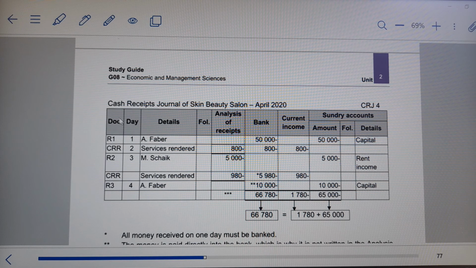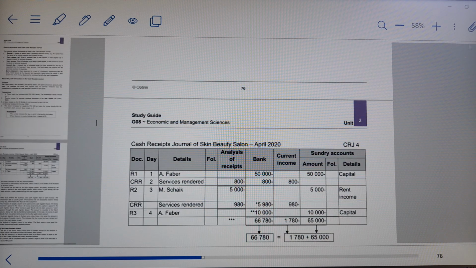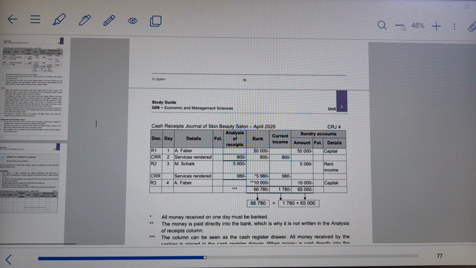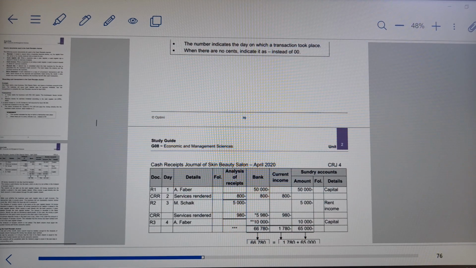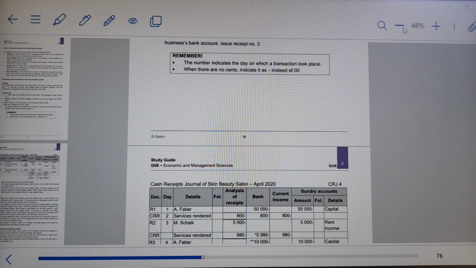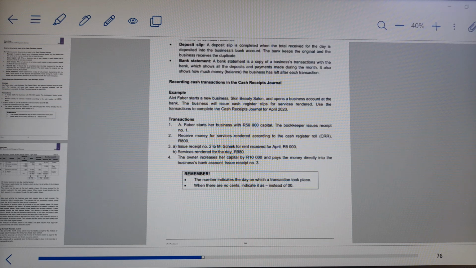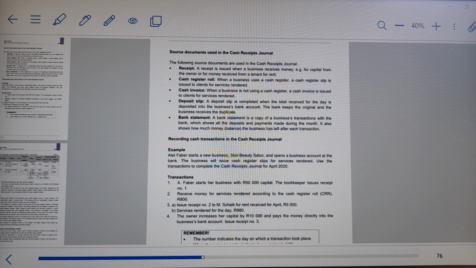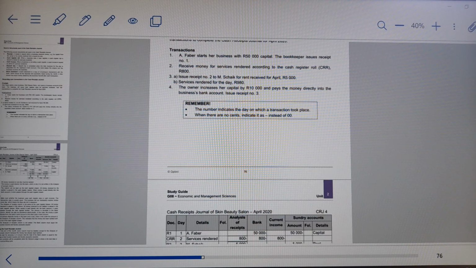Okay, so we start, we know this is the source document, and now our transactions are here. Let me minimize this so that we get to see the transactions. Now I will have to minimize it again. I want us to see the transaction together with the... oh no, so we can't. Okay, let me make a plan.